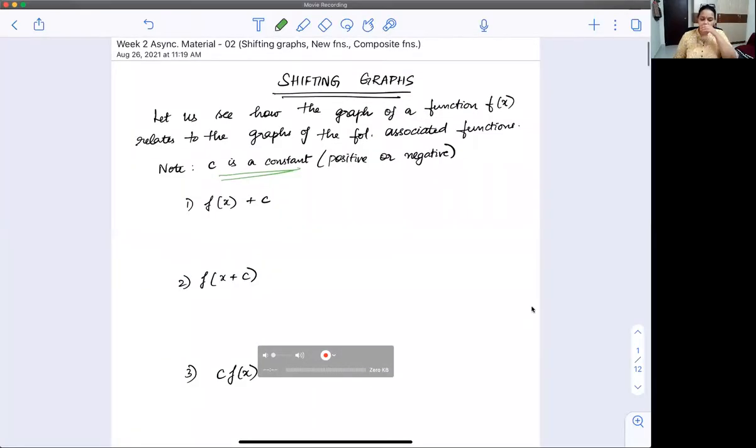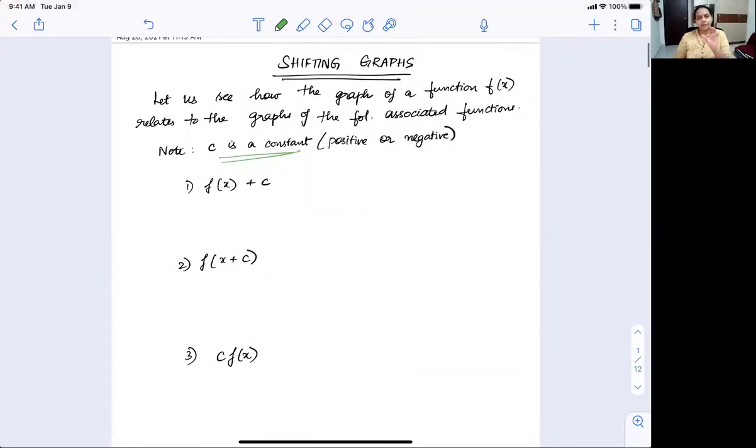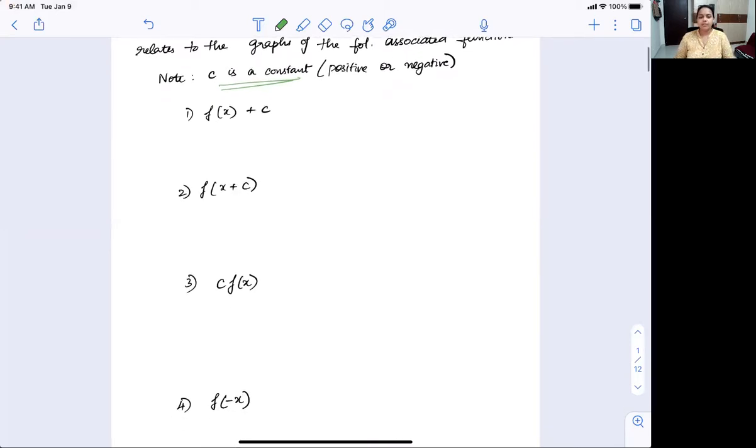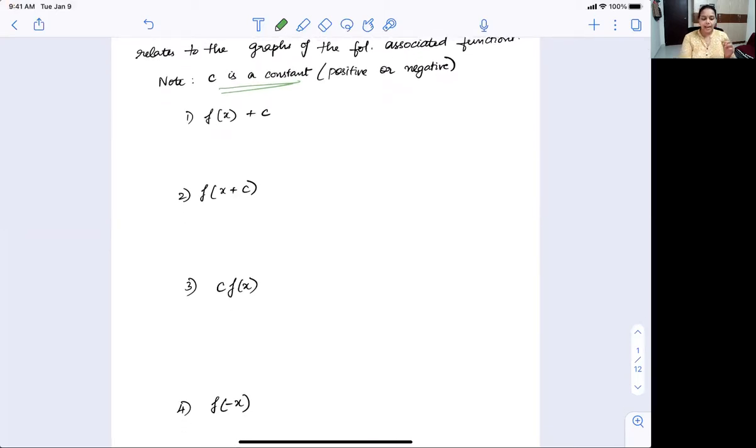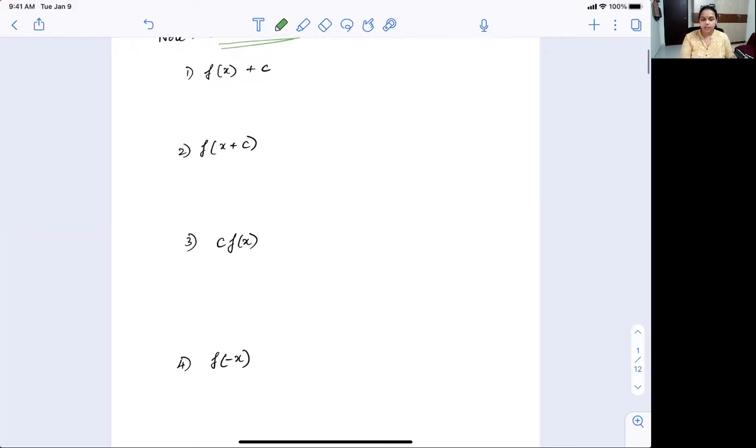Okay, now we have the graph of the function f(x). And we're interested in seeing how to graph the following functions: when you add c to f(x), when you add c as an input into the function, when you multiply the function by a constant c, and when you write f of -x.